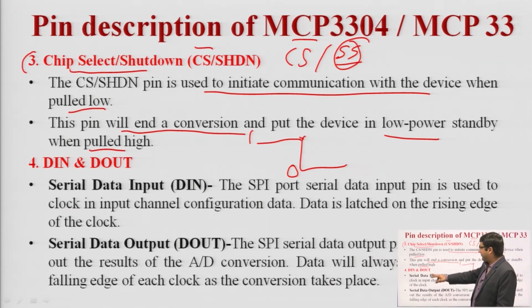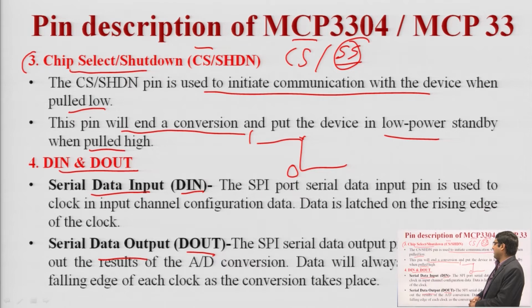After that, DIN and DOUT are the serial data pins. DIN means serial data input and DOUT means serial data output. Basically, these pins are available to latch the data in and to clock out the data.